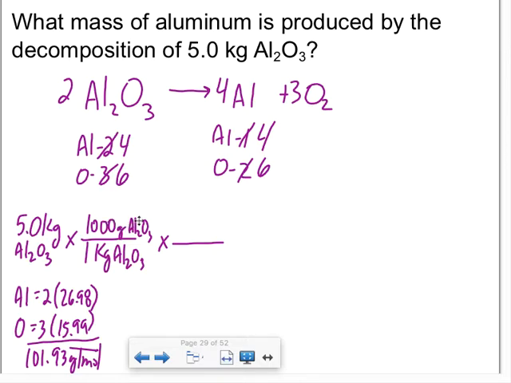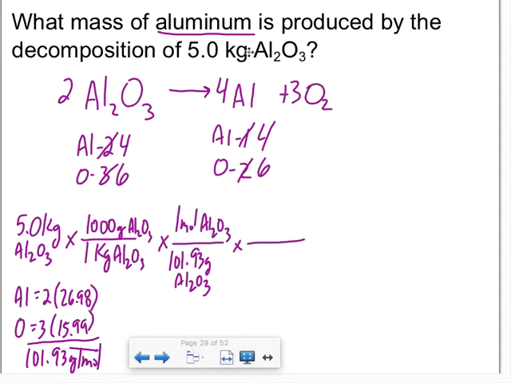So I'm in grams. That means the molar mass goes on the bottom. 101.93 grams of Al2O3 gives me 1 mole of Al2O3. All right, I'm in moles finally. Woohoo! Now I can use the mole ratio. I'm going from Al2O3, and they want to know the mass of aluminum.